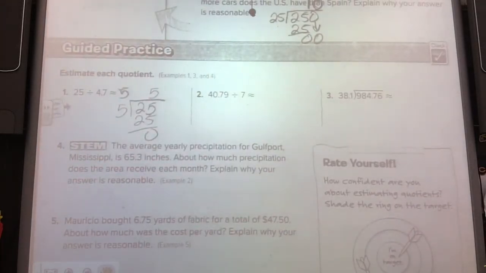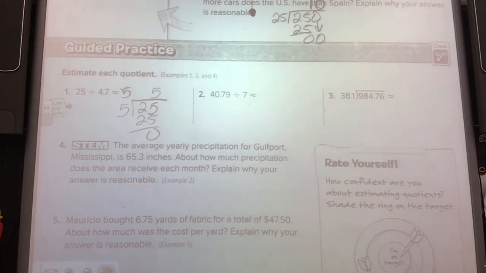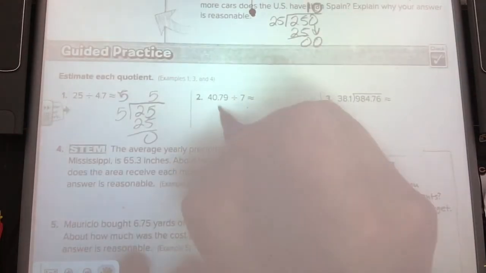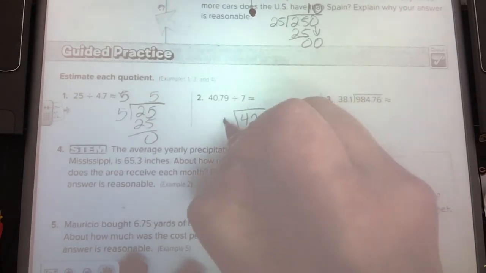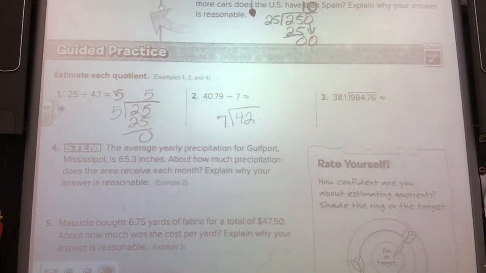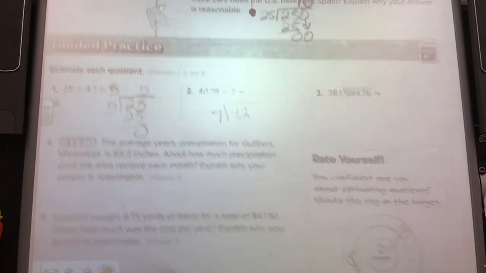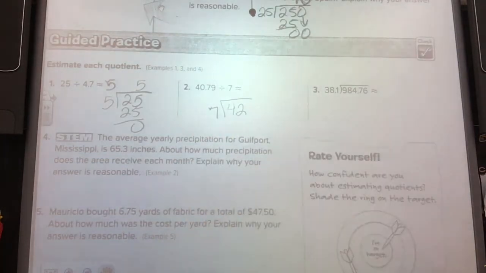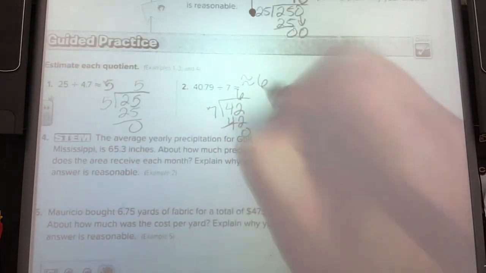How about 41.79 divided by 7? Well, we need a number that is divisible by 7. What if we rounded this to 42? We could do that. If it does not tell you what to divide or what to estimate to, you can estimate to anything you want. Estimate to the whole number, estimate to something that factors into that number. As long as it's reasonable and it's close, you're okay. So 7 goes into 42 how many times? Good, 6. So our answer is about 6.